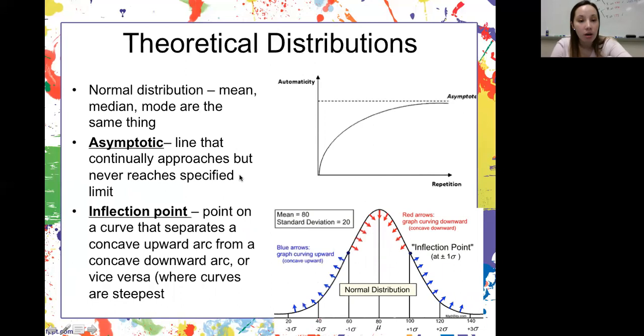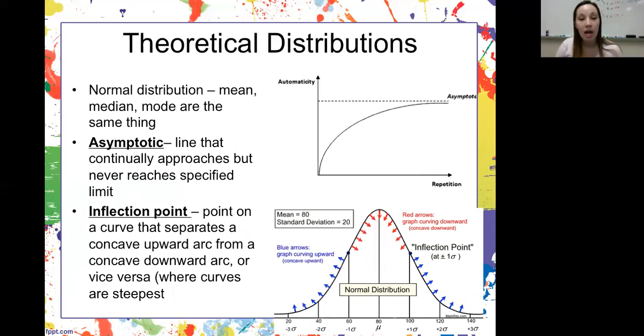Here's some more vocab words. These are not super important. They're just in your textbook. They might be in your quiz. That might be something to star for the quiz, but it won't be on your test. It's not super important. So this is basically some descriptive words about the normal curve.